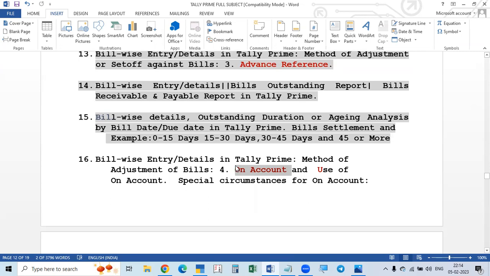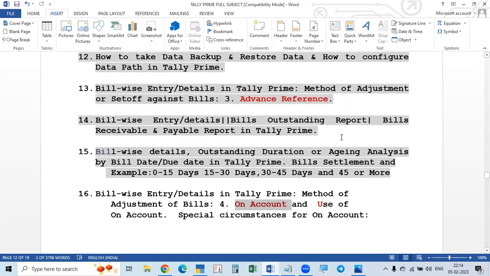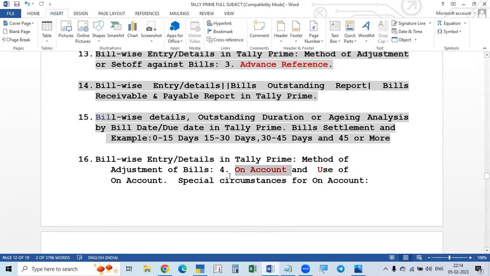So, new reference means a new bill. Against reference means a payment is made or received against the bill. Advance reference is when the customer pays some advance to us or we pay some advance to our suppliers or creditors. And then, on account: how to make use of on account, and what is the use of on account.